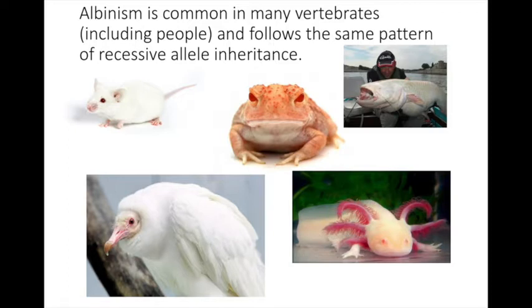Pretty much every species has the possibility of being albino among the vertebrates, although most albinos do not live very long in the wild. They have a much better chance of surviving in captivity because they're protected from predators, but most of these species would be very much a target for predators because they're much more easily seen. They don't have any camouflage coloration.